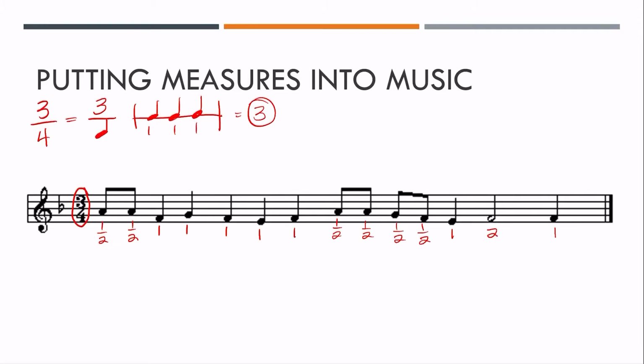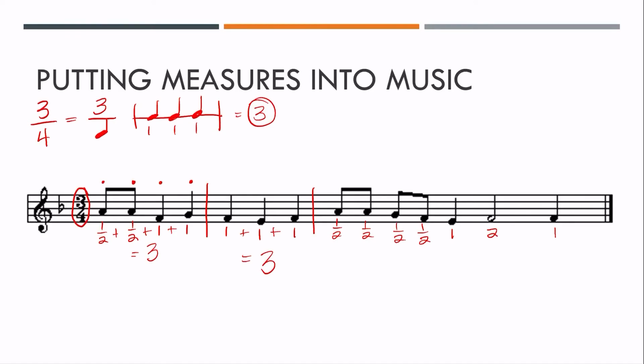Okay, so let's add, starting at the very beginning, let's add up until we get to 3 beats. Half plus half is 1, plus another 1 is 2, plus another 1 is 3. So if we put our bar line here and we add up all of these, this is equal to 3. So does that work? Yes. Next up, this one should be easy. What do we have here? 1 plus 1 plus 1 is 3. So that can be a measure.